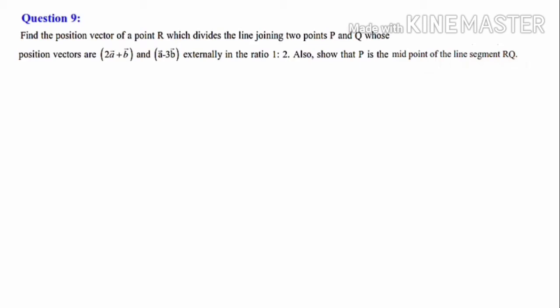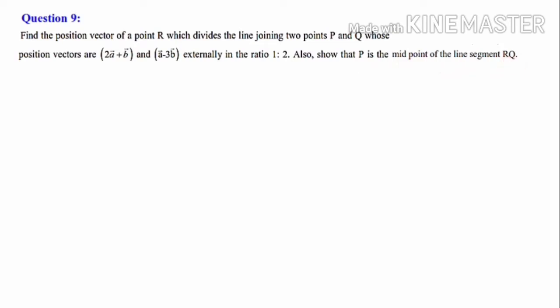Here in this question, two parts are there. In the first part, we have to find out the position vector of R. For that purpose, two conditions are given. First condition is P and Q position vectors are given, that is 2a plus b and a minus 3b, and the second condition is external division ratio is given 1:2. By using these two conditions, we have to find out the position vector of R, that is OR. And in the second part, we have to show that P is the midpoint of RQ.